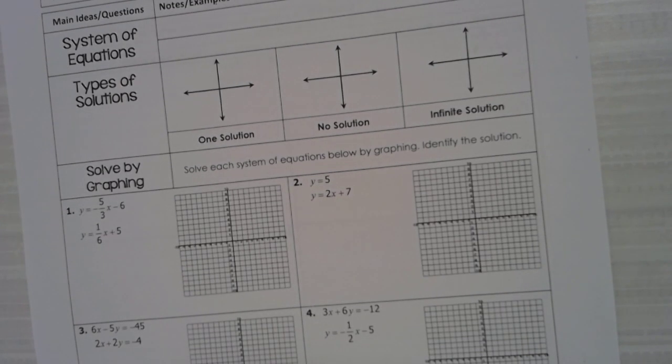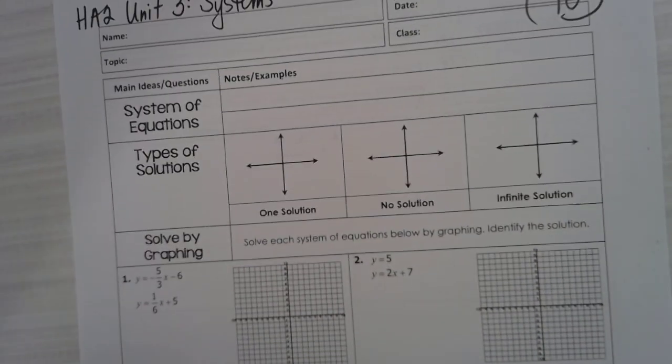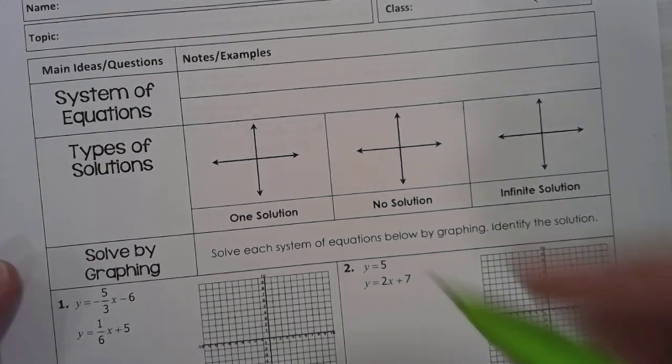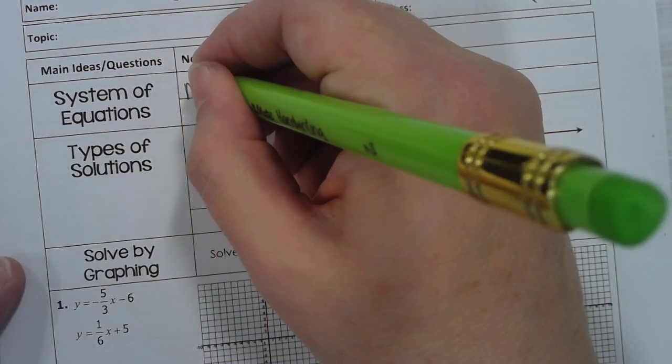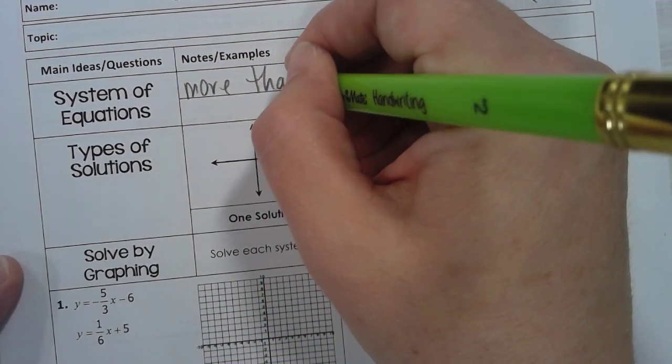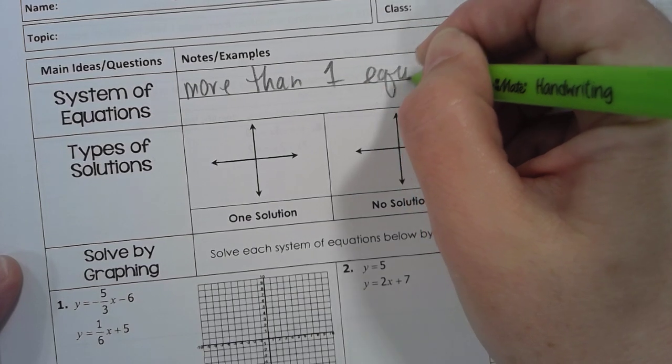A system of equations is when we have two or more equations and we're trying to find where they intersect, right? Sometimes they don't ever intersect, sometimes they intersect more than once, and sometimes they just have one answer. So a system is more than one equation.